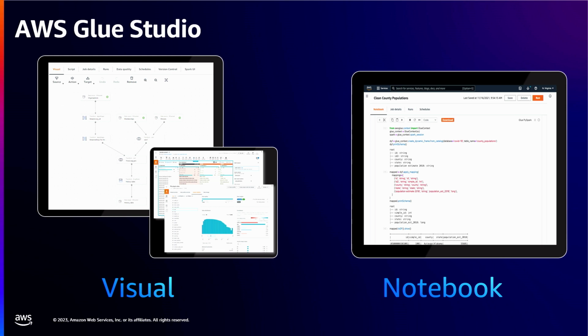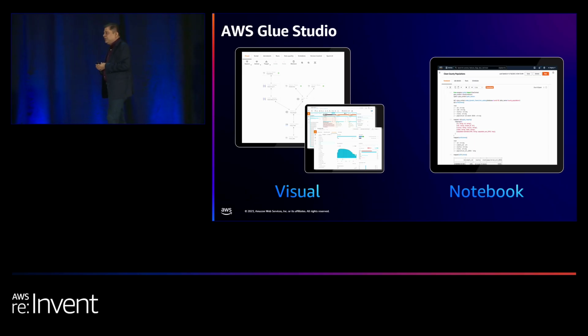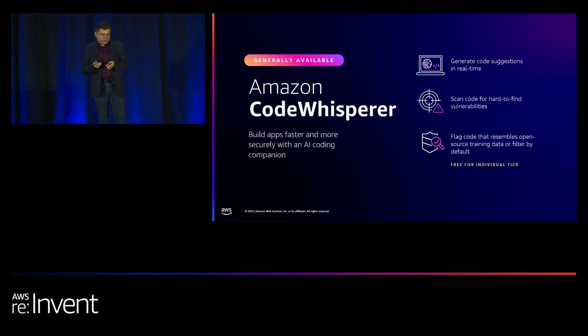The second option you have is the Glue Studio Notebook. So if you prefer authoring your data integration jobs using code, PySpark, Scala, you have the option to spin up a Glue Studio Notebook and author your jobs that way. Now, CodeWhisperer allows you to build applications faster. It's your AI coding companion that allows you to author code across a variety of languages and do it in a very rapid manner.